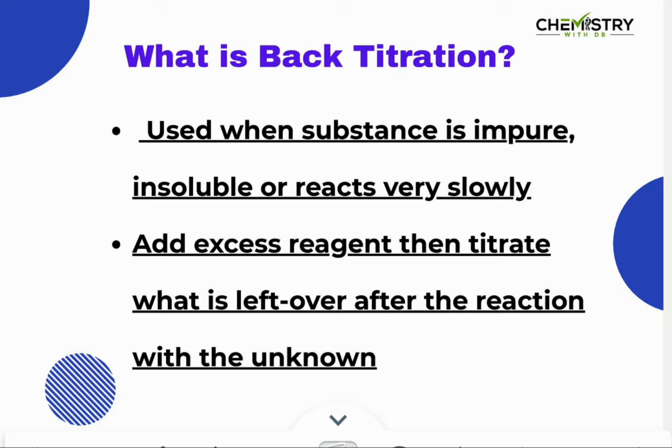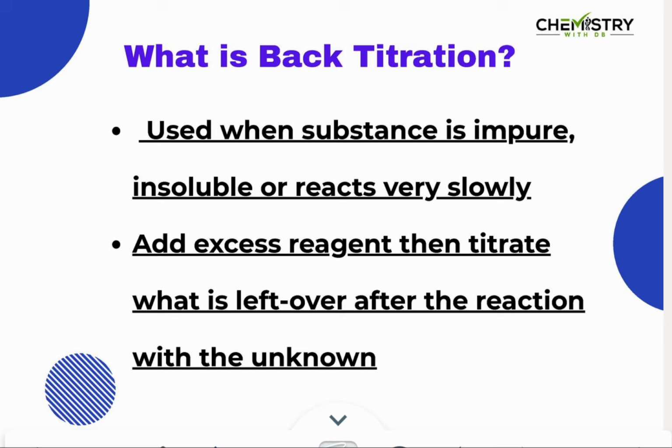So what we do here is add excess reagent, for example excess hydrochloric acid. Some of that HCl is going to react with the substance, and whatever is left, we find out by titrating with an alkali. Whatever is left after the reaction is the only part that is going to react with the alkali.